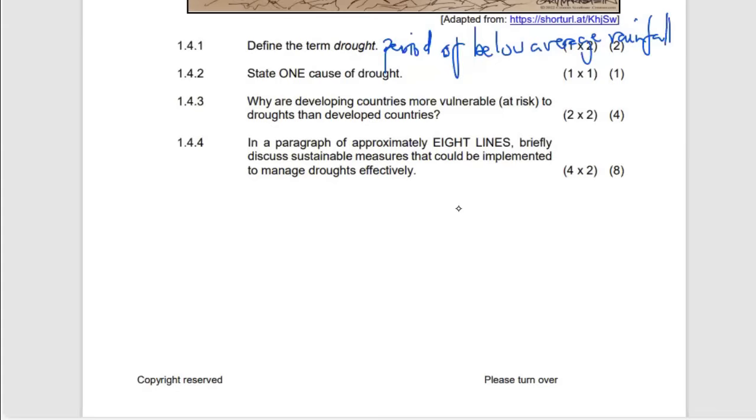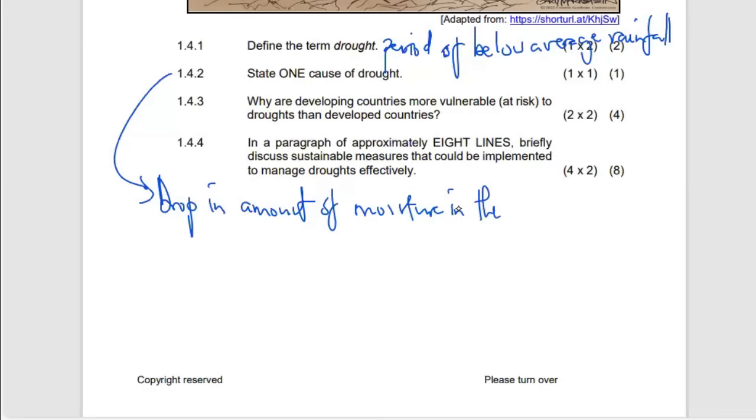Then some causes of droughts. What is likely to be causing droughts? We look at the causes of droughts. We can talk of a drop in the amount of moisture in the air. If the amount of moisture that is contained in the air drops, most likely we are less likely to have condensation taking place, and that is going to bring in drought conditions. Then you can also look at the changes in ocean atmosphere.